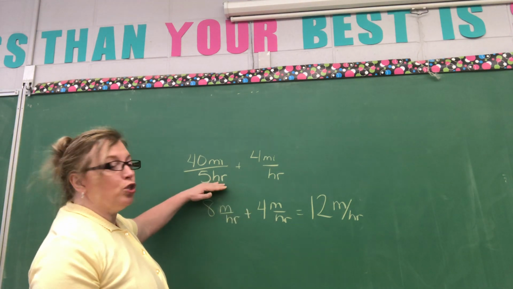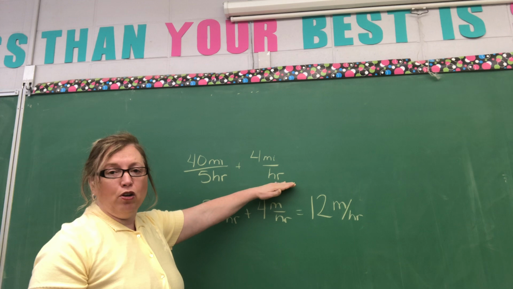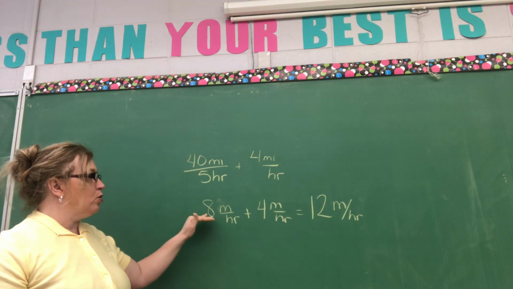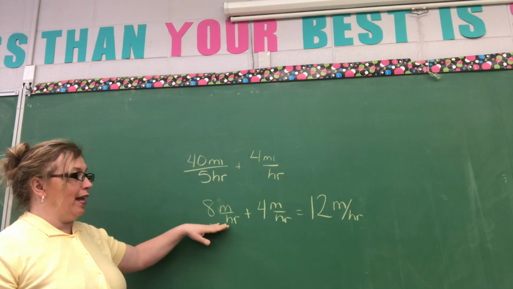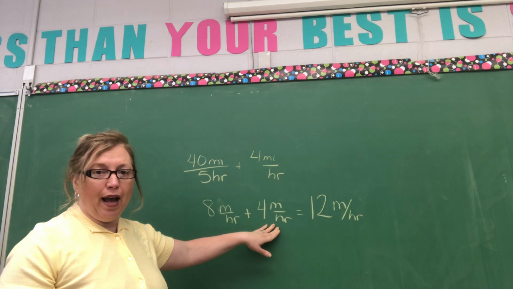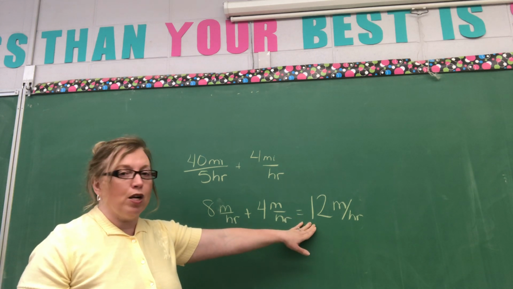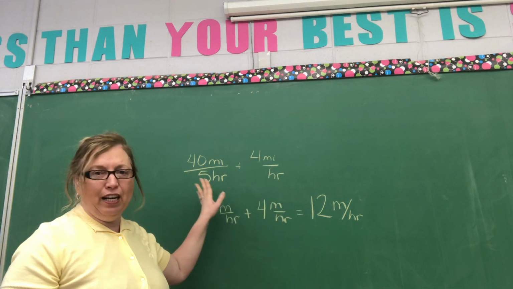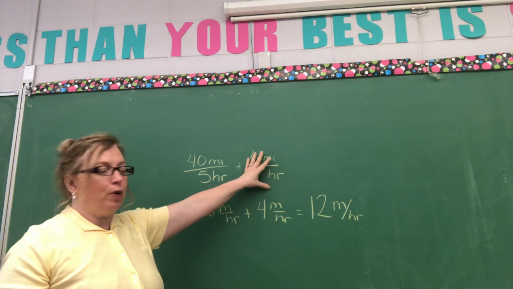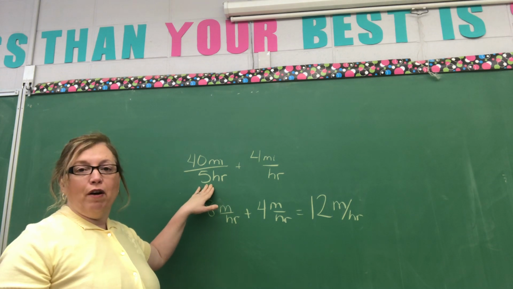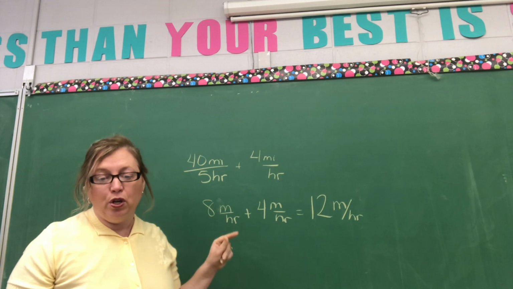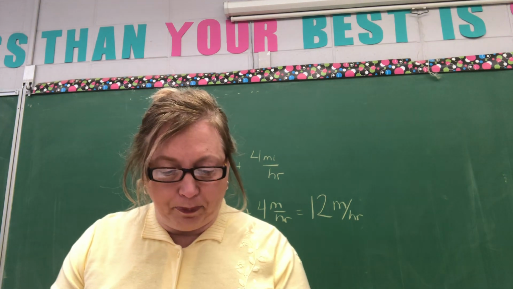This was our original speed. This is what we wanted to increase. Well, before we added them, we reduced them to miles per hour. So at first he was going 8 miles per hour. We wanted to increase it by 4 miles per hour, giving us a total of 12 miles per hour. Why could we not just add it here? Because it wasn't the same. This was an increase of miles per hour. This was a ratio of how many miles in 5 hours. We have to make them have the same hours. Okay, let's look at our next problem.